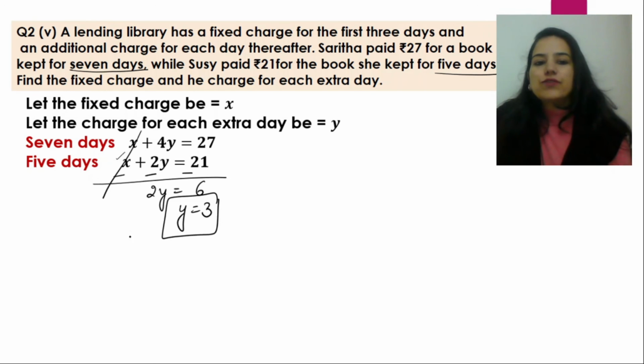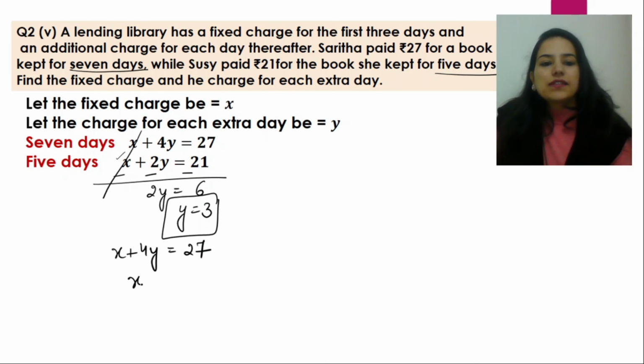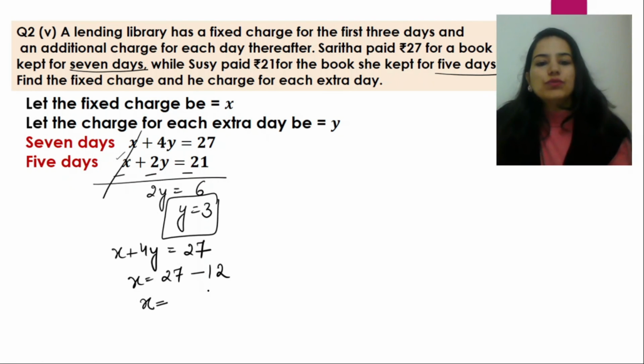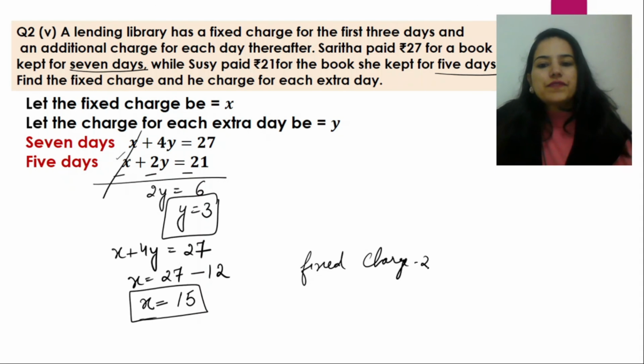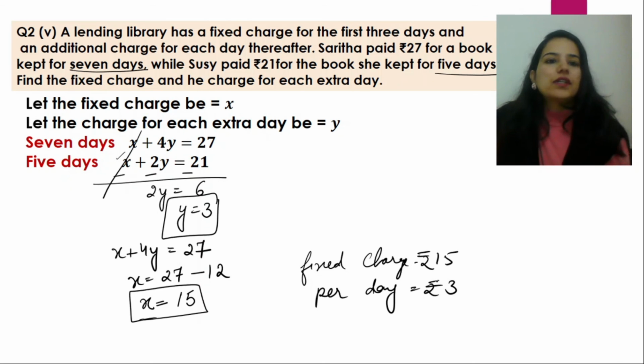Right? And if y is equal to 3, let's just substitute in any one of them. It's 27. So x is equal to 27 minus 12, and x will be equal to 15, right? So the fixed charge is rupees 15 and the per day extra charge is rupees 3.